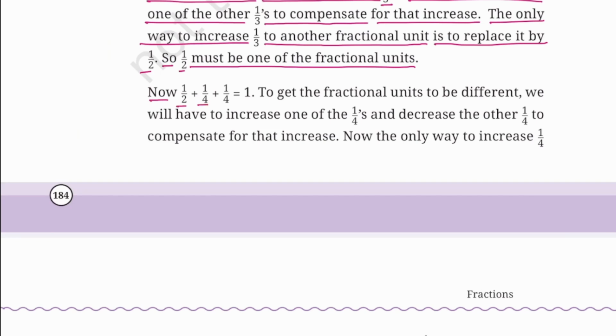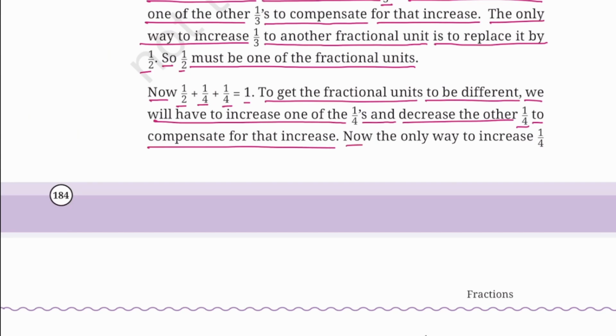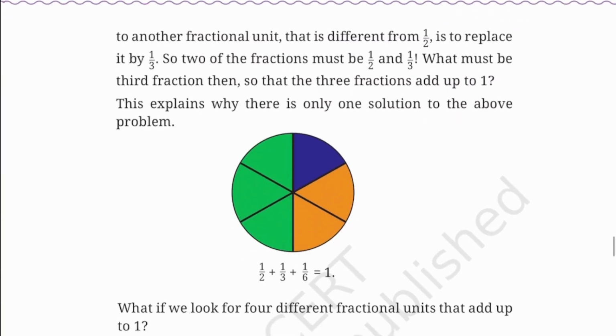Now 1/2 + 1/4 + 1/4 is equal to 1. To get the fractional units to be different, we will have to increase one of the 1/4's and decrease the other 1/4 to compensate for that increase. Now the only way to increase 1/4 to another fractional unit that is different from 1/2 is to replace it by 1/3. So two of the fractions must be 1/2 and 1/3.